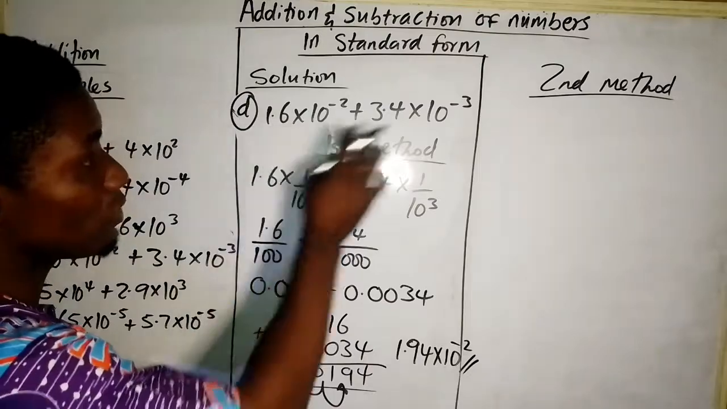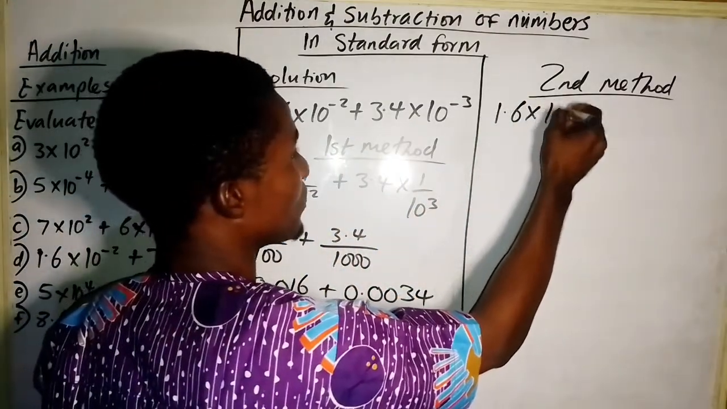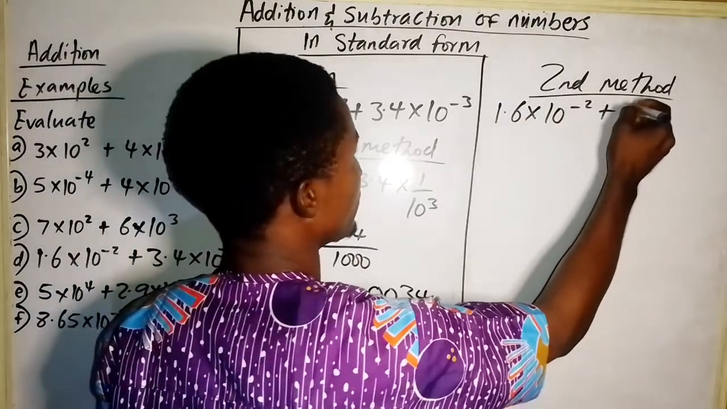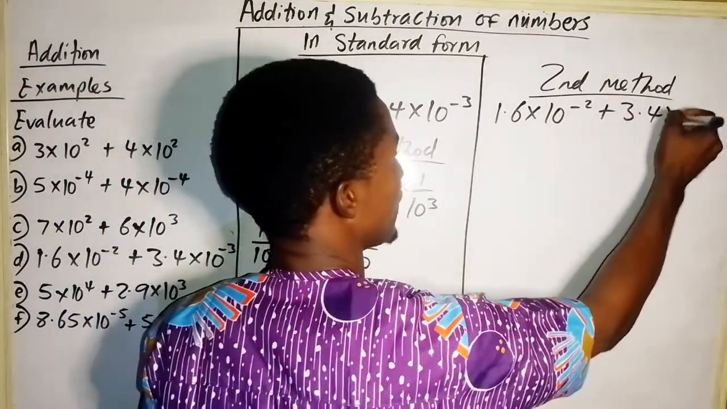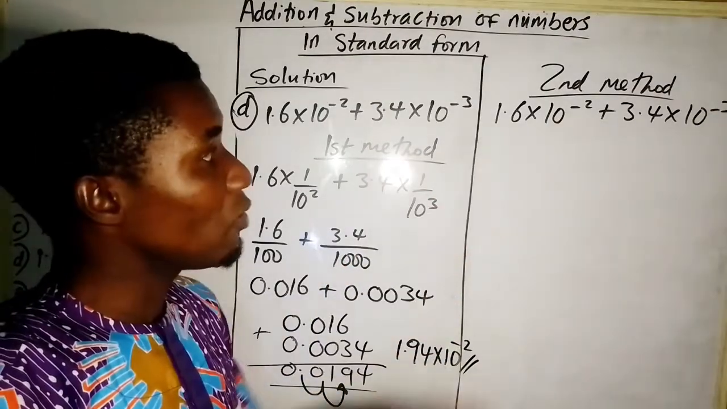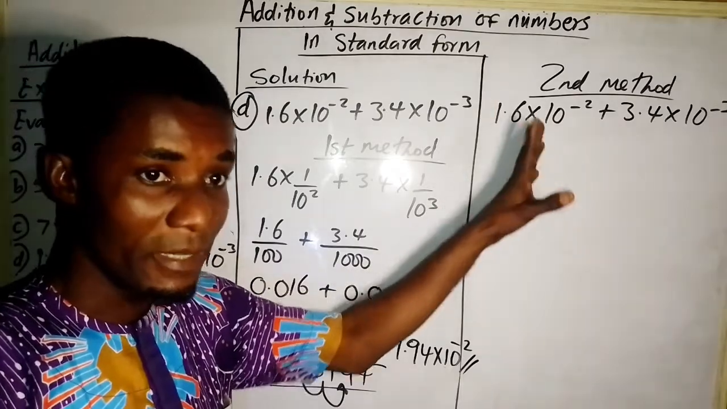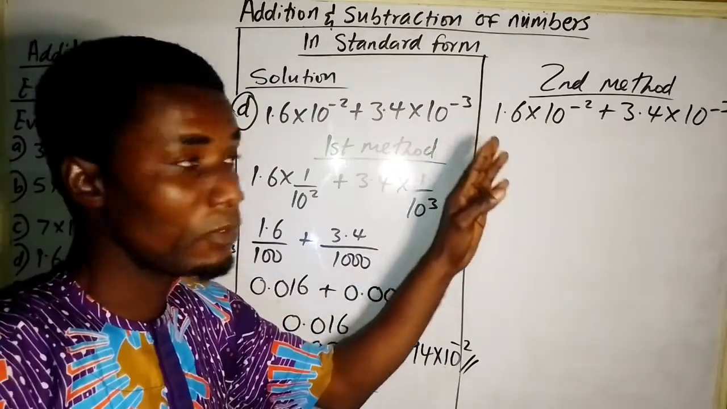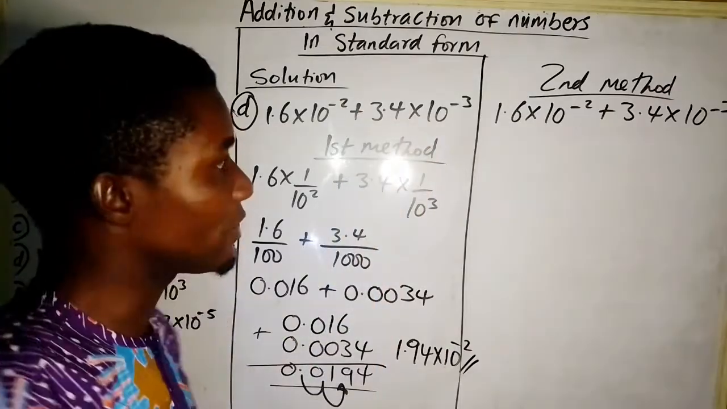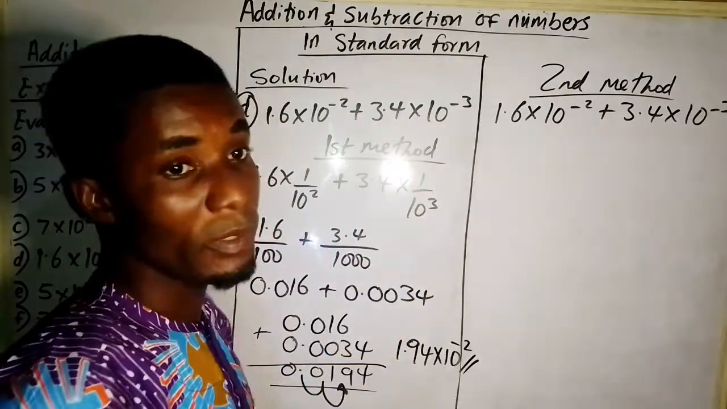So let's solve this same question using another method. We have 1.6 times 10 raised to power minus 2 plus 3.4 times 10 raised to power minus 3. Don't forget, I told you that to use this second method, all you need to do is adjust the bases with different exponents to have the same exponent. So to solve this, let's adjust our exponent to minus 2.